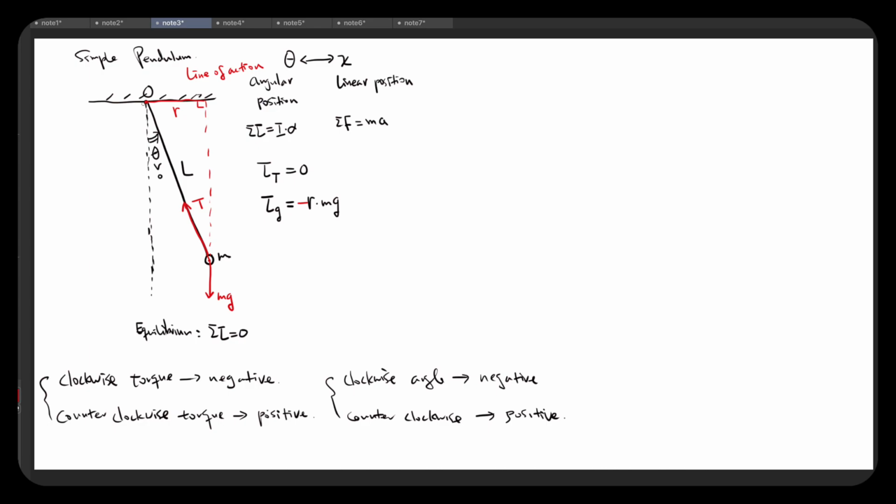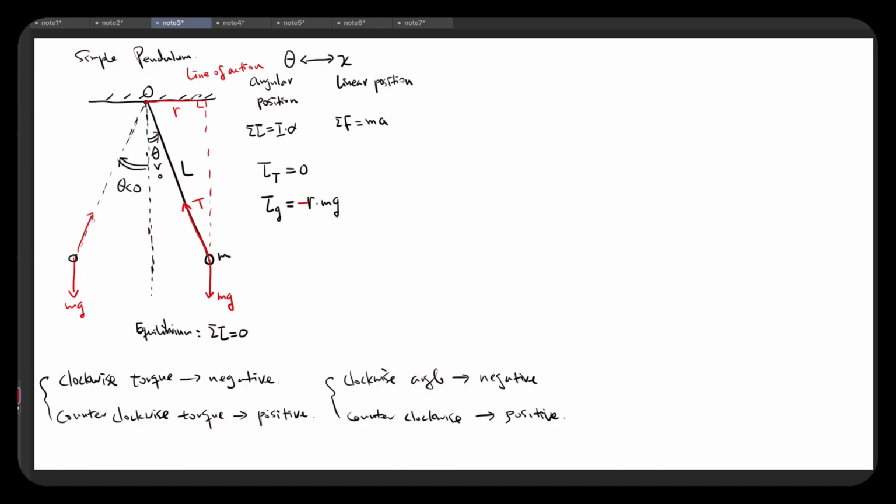Now, if instead the object is on the left side, so we draw a dashed line, and that's the mass m. Now, from the equilibrium position, we need to rotate clockwise to this angle. Then this angle is negative. And then how about the torque here? The torque due to gravity. Now gravity is here, pulling it down.